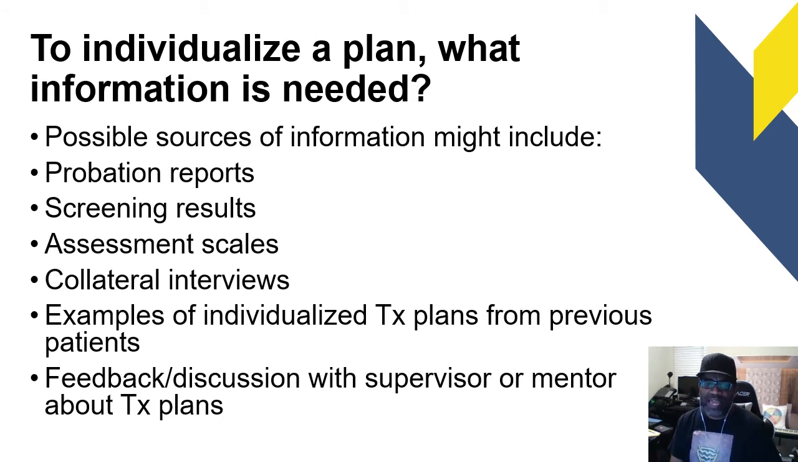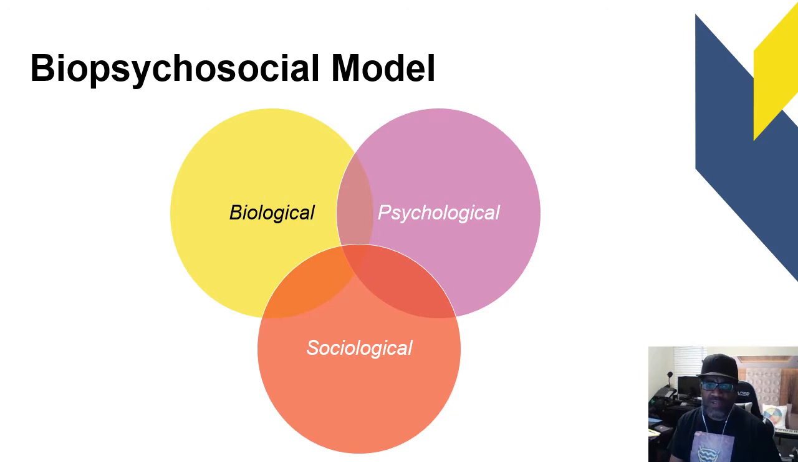To individualize a plan, what information is needed? Possible sources of information might include probation reports, screening results, assessment scales, collateral interviews, examples of individualized treatment plans from previous patients, feedback and discussion with a supervisor or mentor about treatment plans. The biopsychosocial model: biological, psychological, and sociological. This is key. It is a holistic and responsible way to view a patient's needs, strengths, and goals.